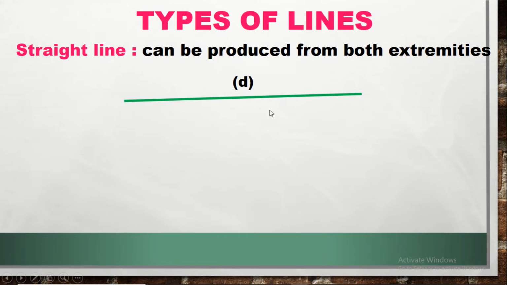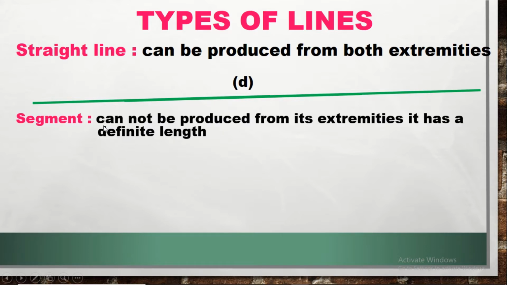It can be produced from both extremities. As you see here, we can produce it from any extremity we want. How to name this line? We write its name D between parentheses. Why parentheses? Parentheses mean that it's opened from two extremities. We can produce it anywhere we want.